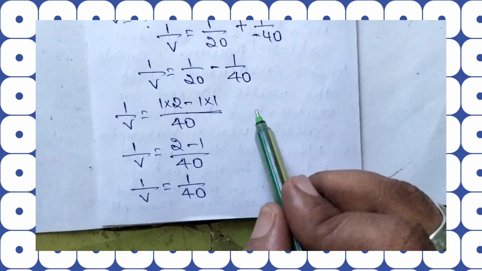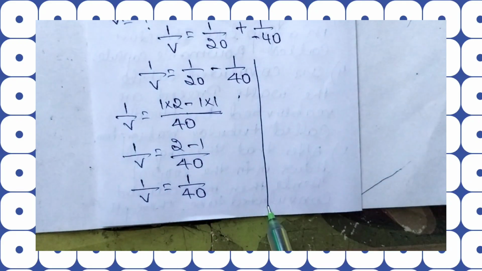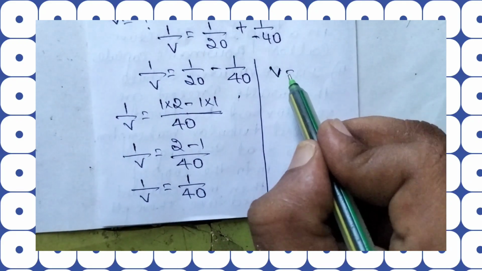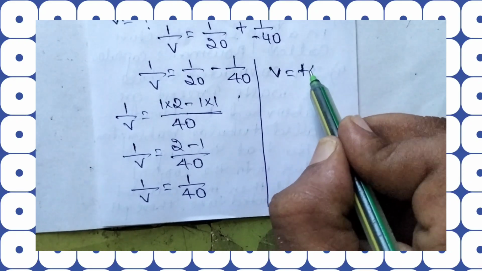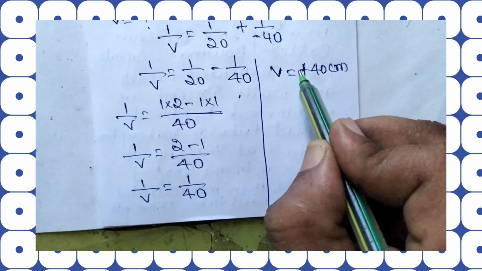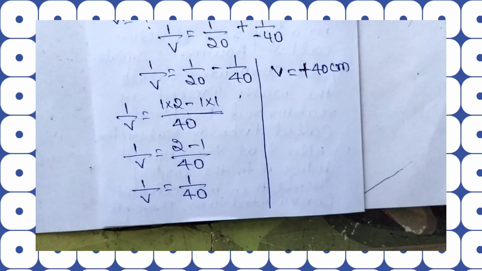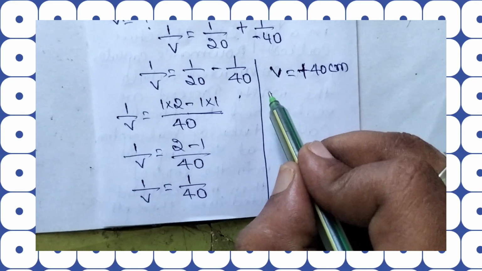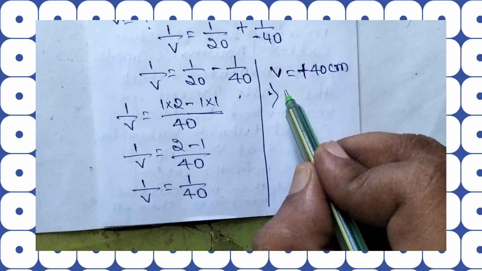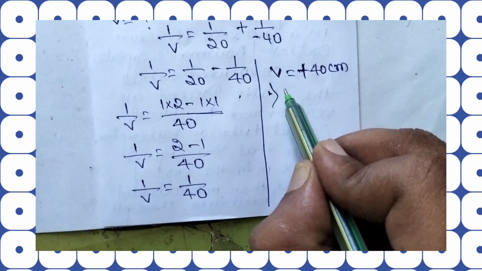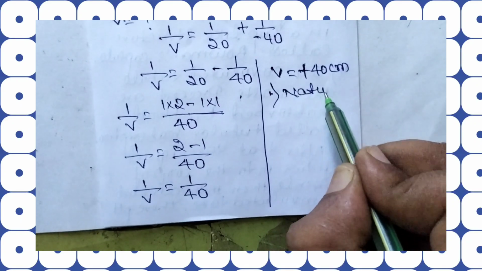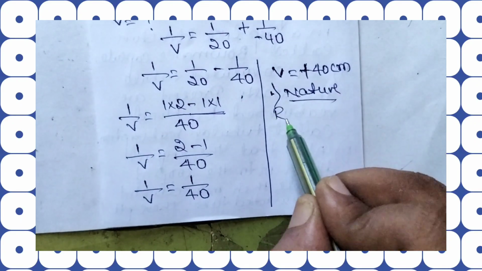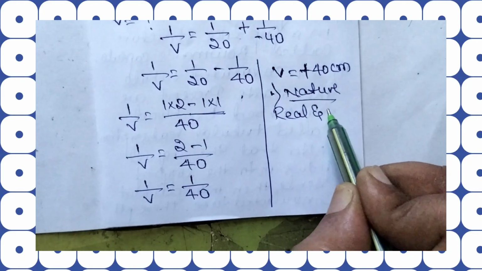So reciprocal will become, so what is the reciprocal of 1 over v? v is equal to plus 40 centimeter. So here plus indicates that the image formed is real and inverted. So we have calculated the image distance. So what is the first thing he asked, the nature of the image? So what is the nature of the image? The image nature is real and inverted.